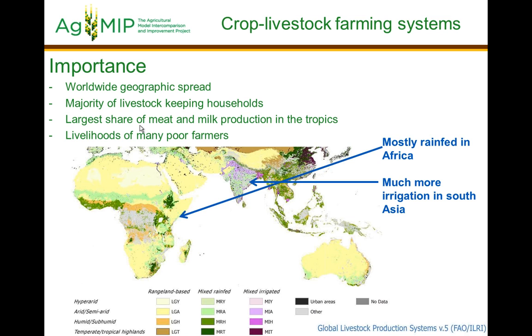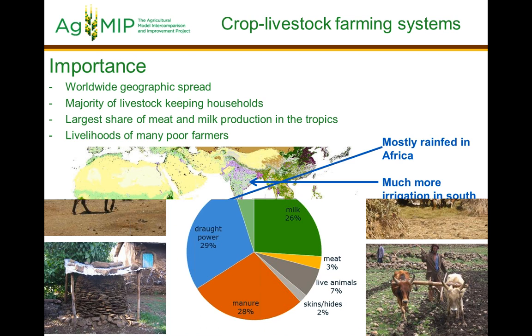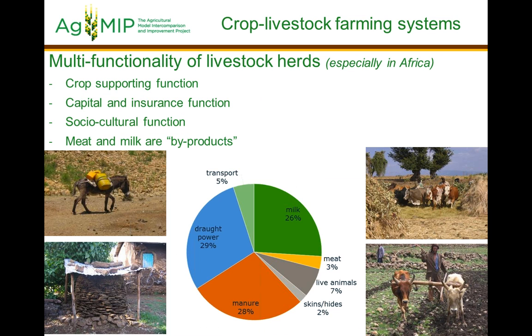So, okay, crop livestock systems cover a big area. It's also true that the majority of livestock keeping households combine livestock keeping with crop production, and that crop livestock systems are actually responsible for the largest share of meat and milk production in the tropics, and they provide a livelihood of really millions of poor farmers. So I think the importance of the mixed systems is beyond question, and so it is important that we take them into account in our analyses.